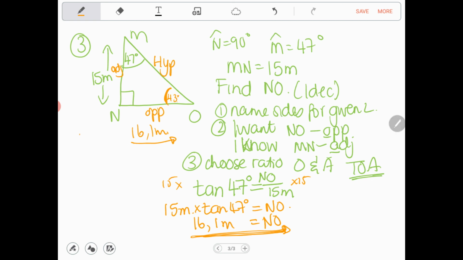All right, so that's how you go about solving these things. Follow your steps, solve your equations, and then find the missing side.